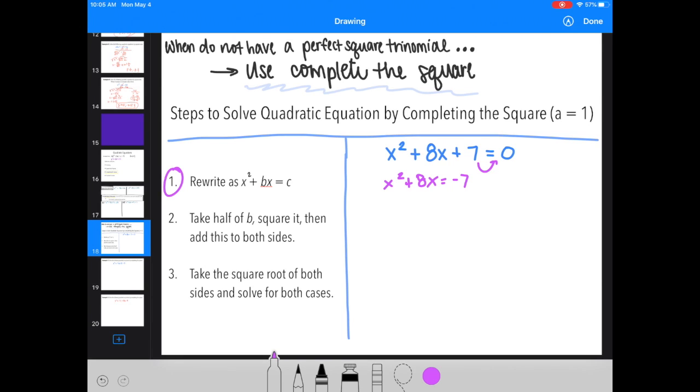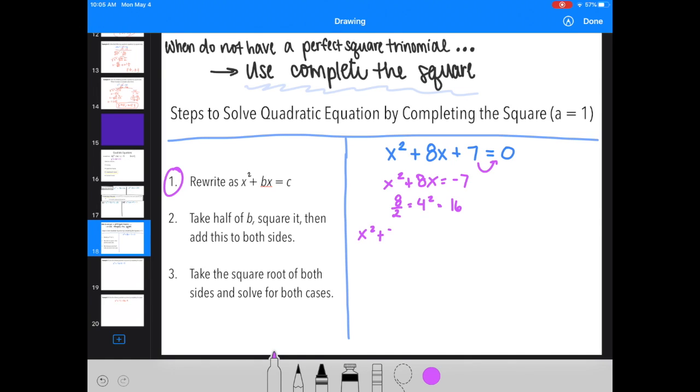Now I'm going to look at that b value, and I'm going to take half of b. All right, I'm not messing with my equations yet. I'm just thinking ahead. Okay, what's 8 divided by 2? Well, 8 divided by 2 is 4. All right, what happens if I square 4? So 4 squared equals 16. All right.